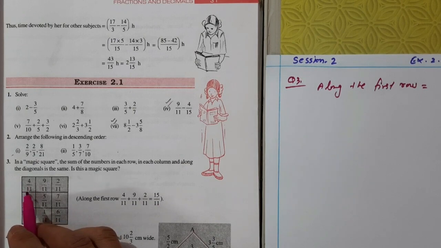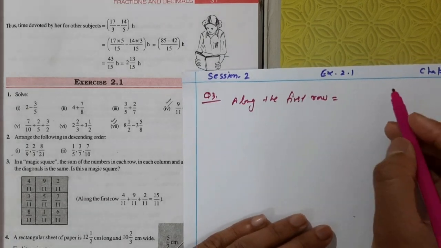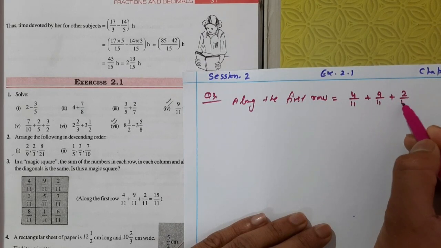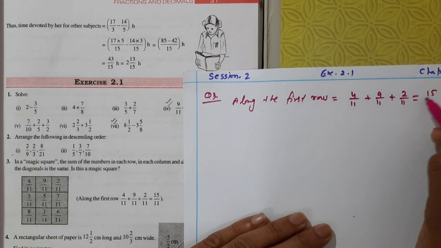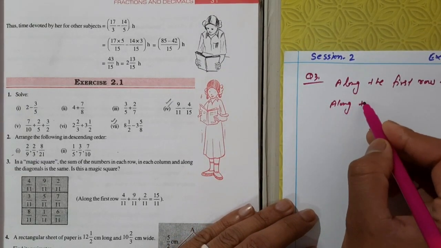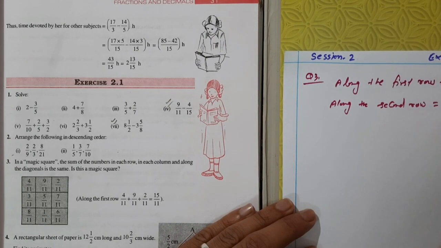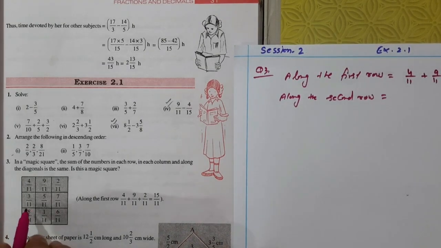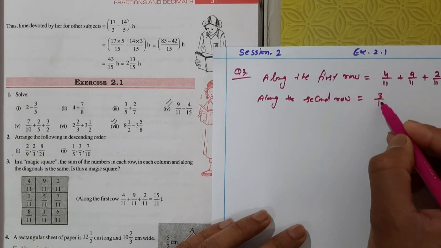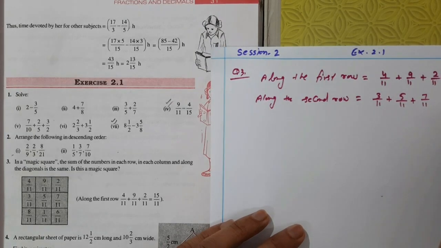Here, the first row is 4 upon 11 plus 9 upon 11 plus 2 upon 11, so 4 upon 11 plus 9 upon 11 plus 2 upon 11 equal to 15 upon 11. And along the second row, the second row is 3 upon 11 plus 5 upon 11 plus 7 upon 11.